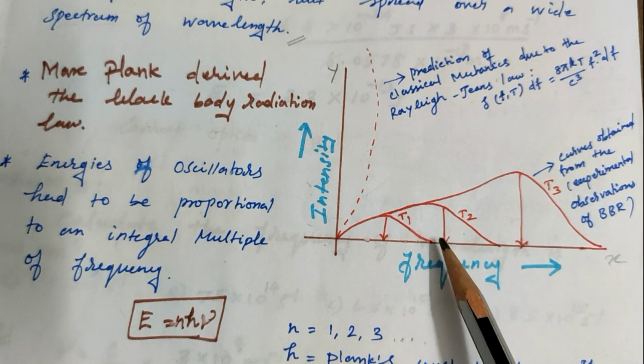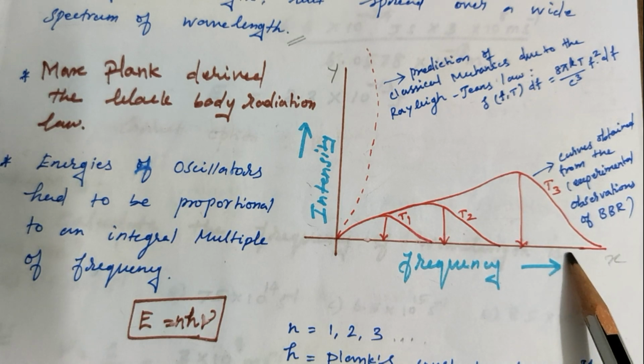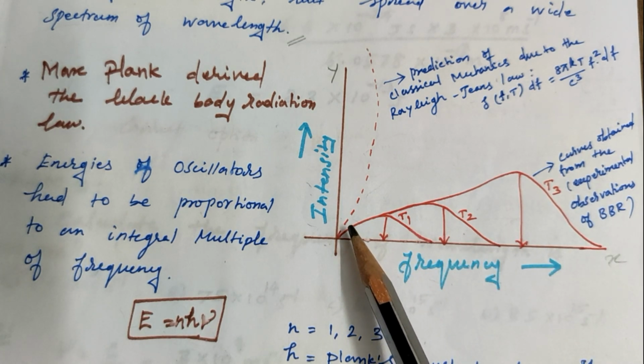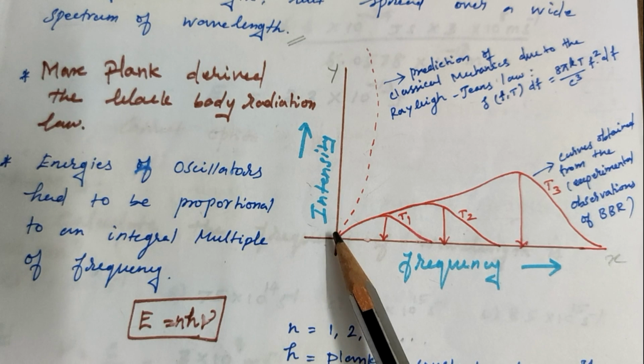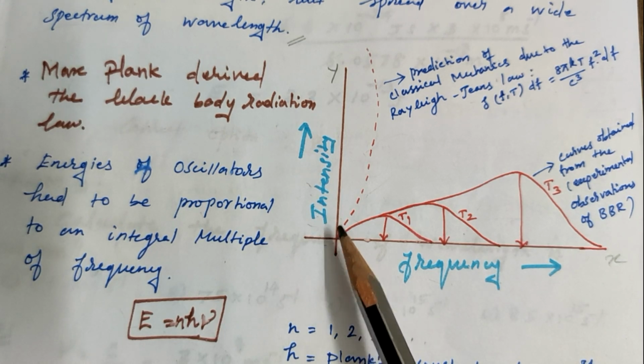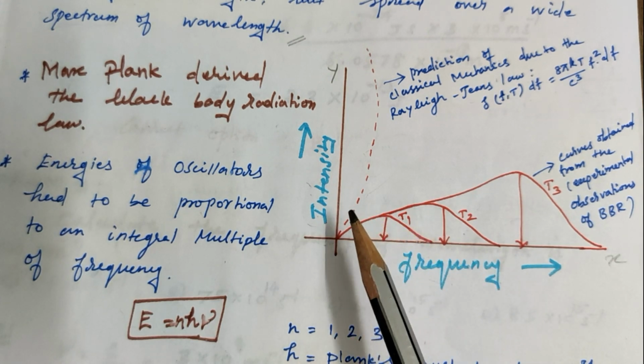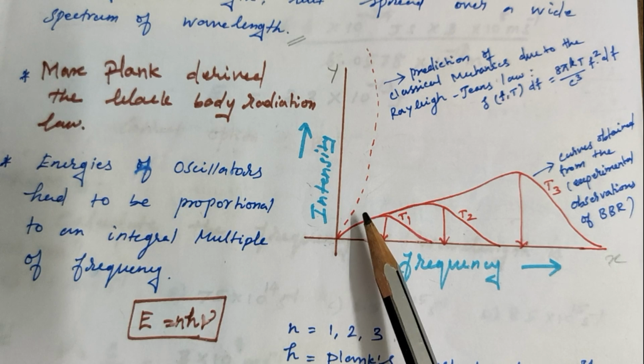As seen in the graph, as the temperature increases, the frequency also increases. But the classical Rayleigh-Jeans law is obeyed only at low intensity and low frequency. As the frequency increases, the Rayleigh-Jeans law fails.